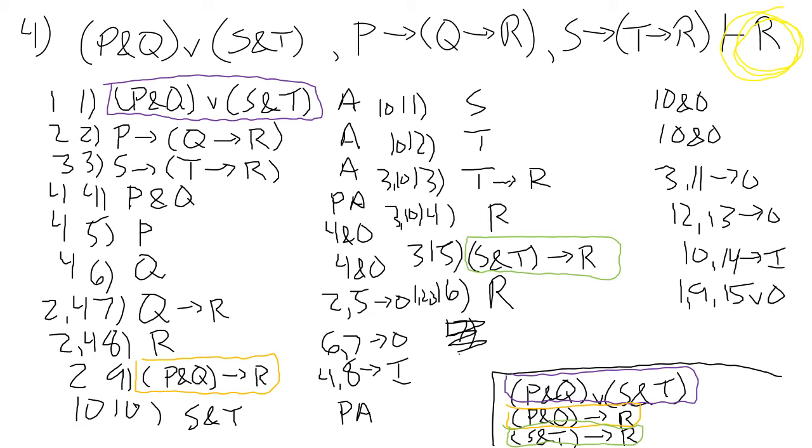So that's problem 4. This one's a little bit more involved, but it's just to show you that even if the disjunction is a little bit more complex, you just assume everything on that side of the disjunction and work towards the conclusion that you're trying to get to.